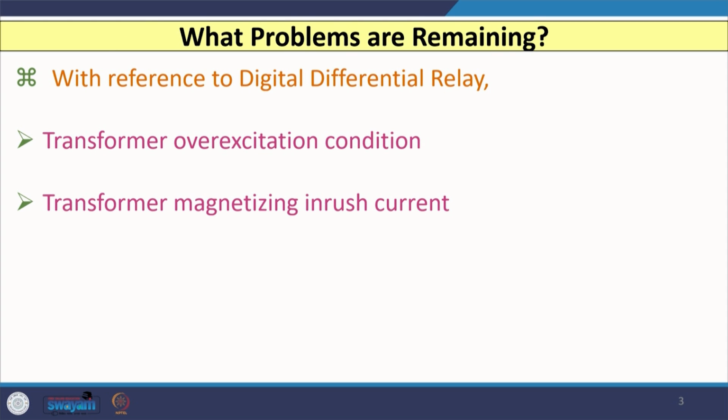Now, in this class we will discuss the two important problems faced by the digital or numerical relay: the transformer overexcitation condition, and second, the magnetizing inrush current. When we switch on an unloaded transformer, the magnetizing inrush current comes, and the transformer overexcitation condition comes specifically when there is a change in voltage or frequency or both. So, let us first discuss the overexcitation condition.